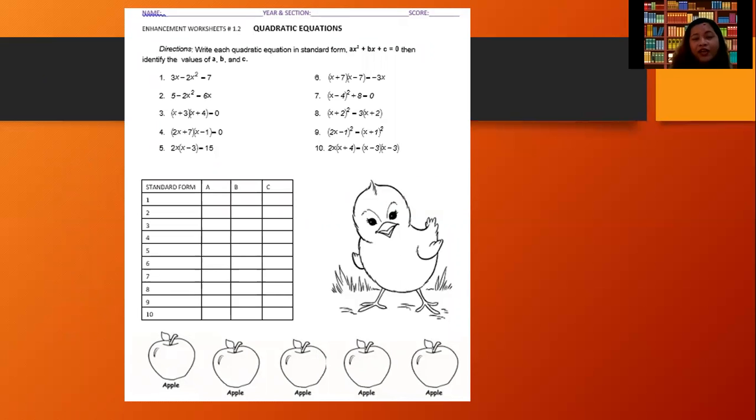Next, I gave you enhancement worksheet 1.2. In the directions, you have to write each quadratic equation in standard form. For items 1 to 10, the answer there is the standard form, meaning it should be in the form ax squared plus bx plus c equals 0. Then in the next column, A, B, and C, you are to write the values of A, B, and C. If there is a need for you to solve algebraically to come up with the standard form, then you have to solve.